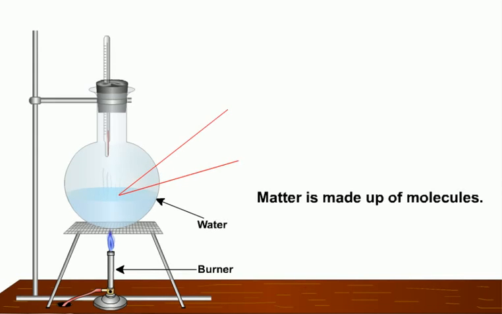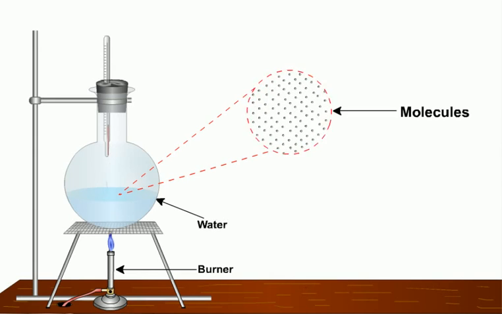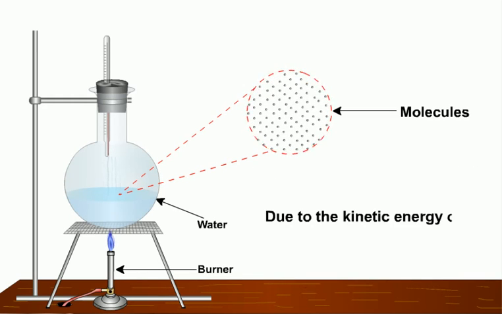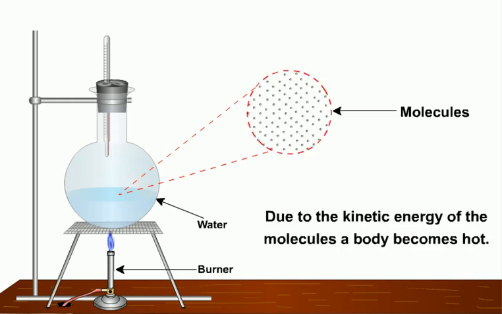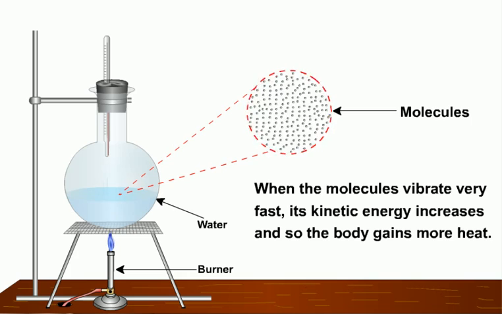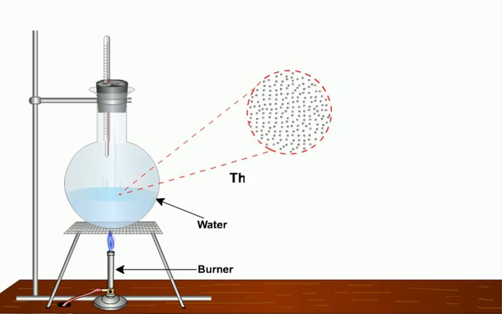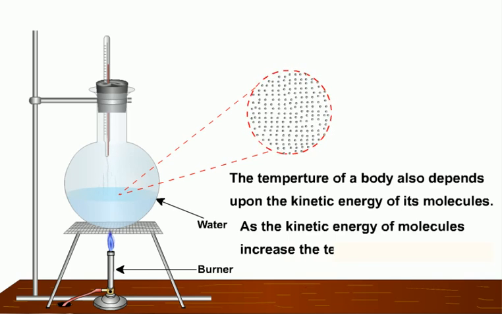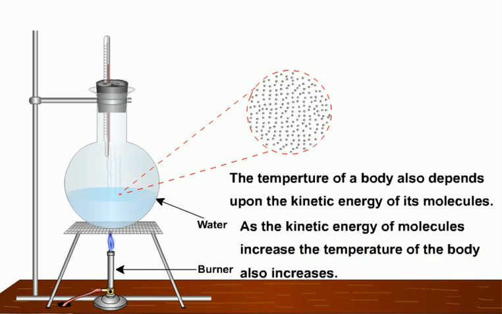Matter is made up of molecules. They are in a state of constant motion or vibration. So the molecules have kinetic energy. Due to the kinetic energy of the molecules, a body becomes hot. When the molecules vibrate very fast, their kinetic energy increases and so the body gains more heat. That means the temperature of a body also depends upon the kinetic energy of its molecules. As the kinetic energy of molecules increases, the temperature of the body also increases.